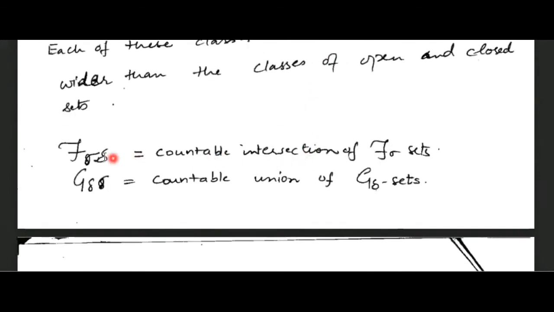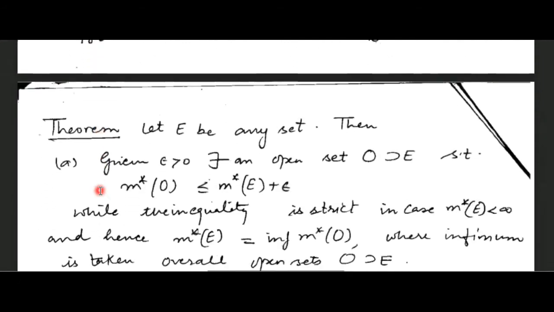Similarly, we can define the term F sigma delta. In F sigma delta, delta stands for intersection and sigma stands for union. So you have to take a countable intersection of F sigma sets. Similarly, G delta sigma means we have to take a countable union of G delta sets, and so on.